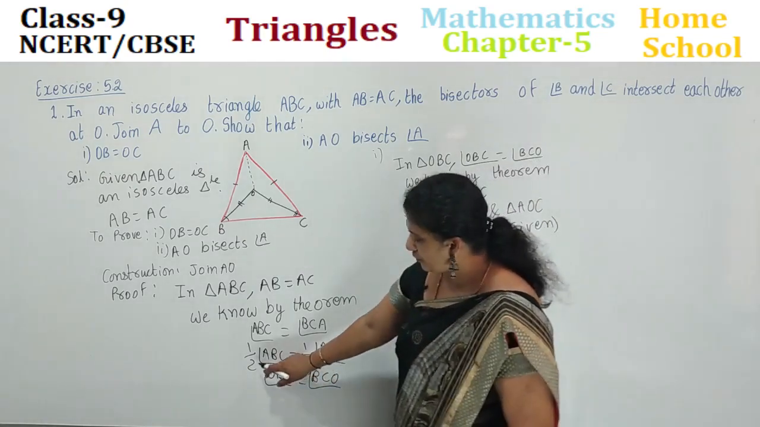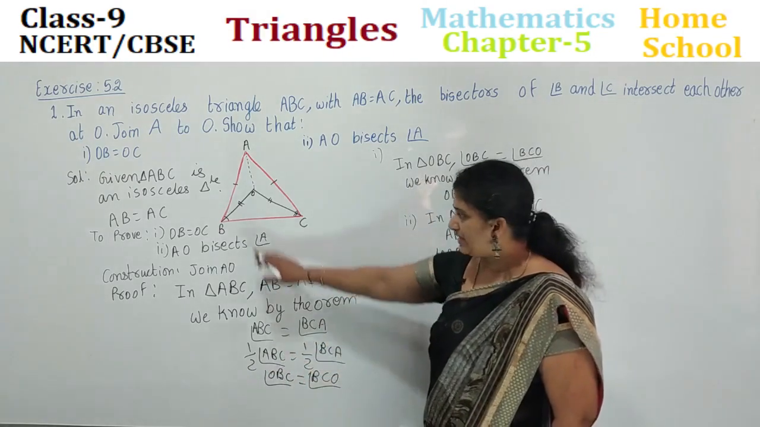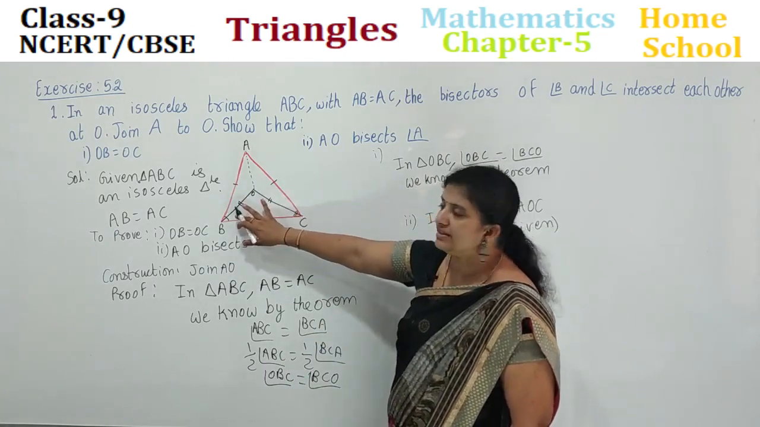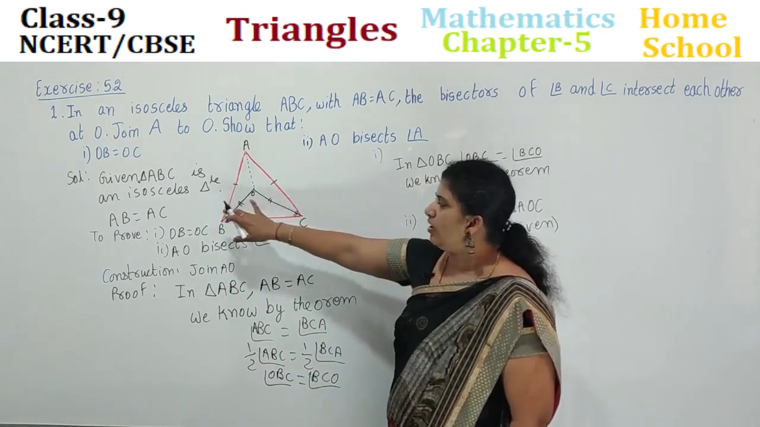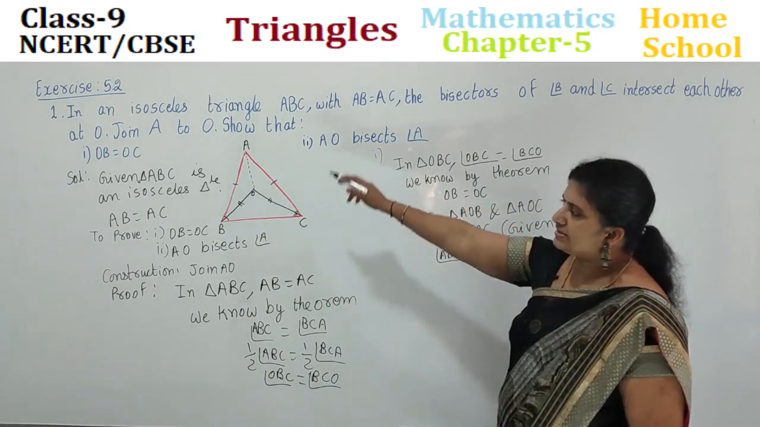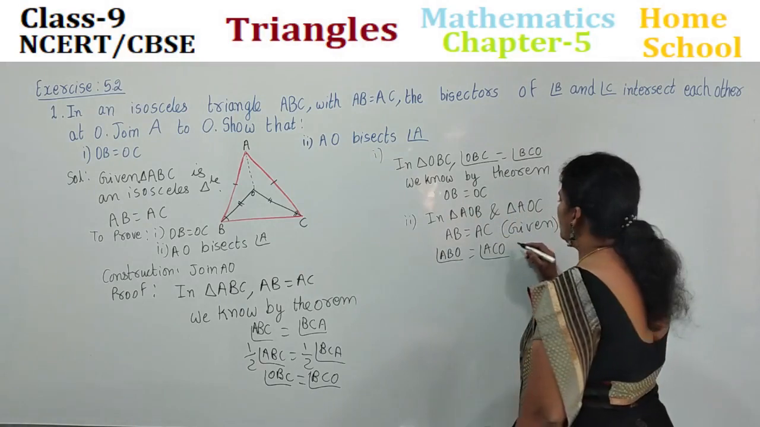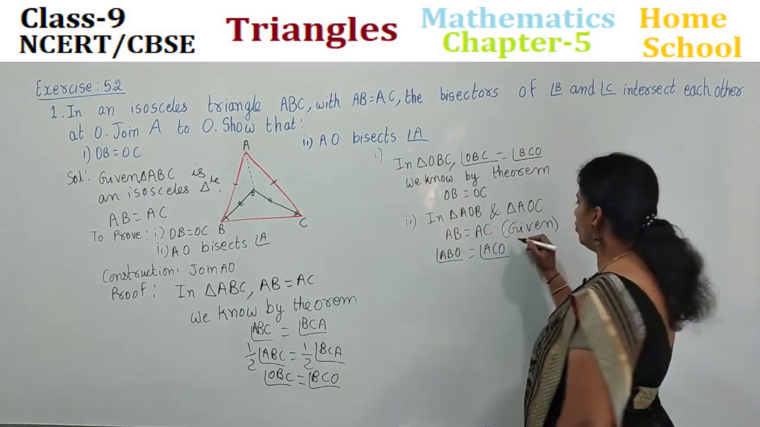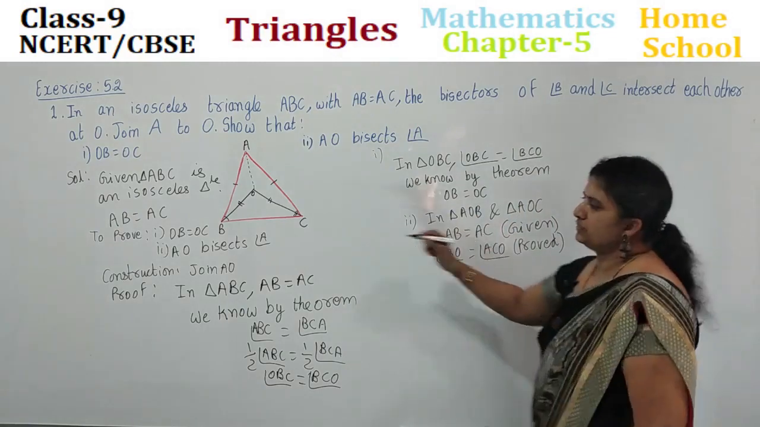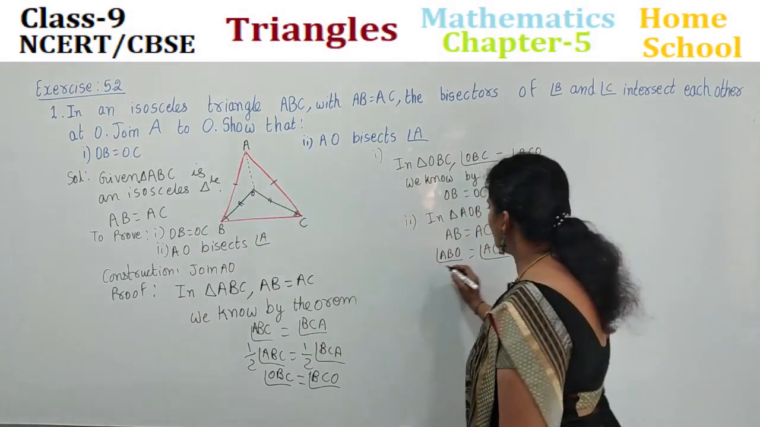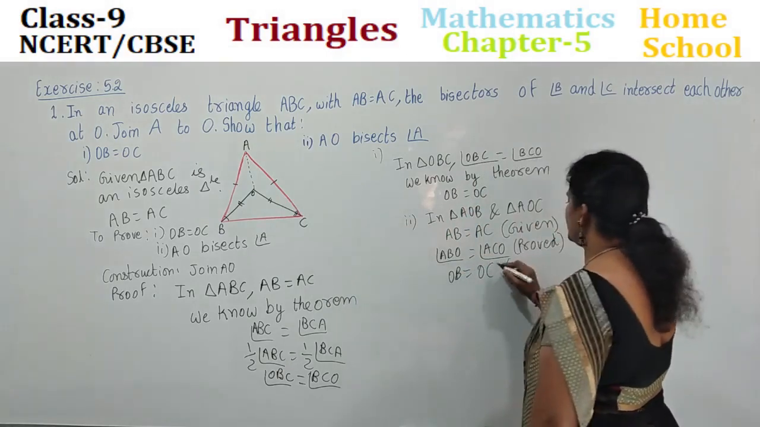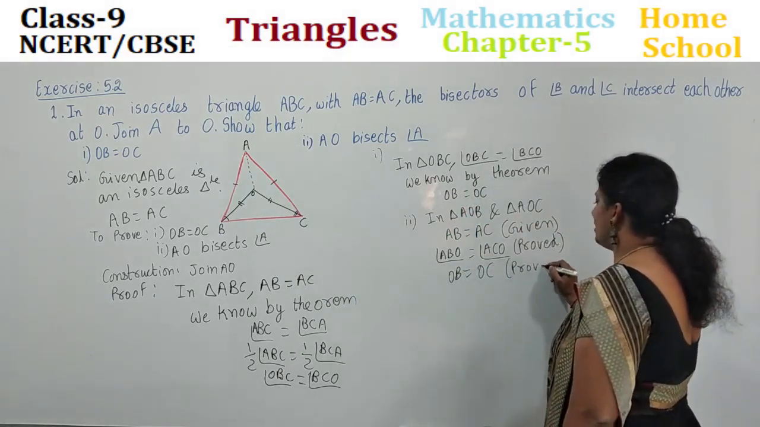How, children? Half of this. Angle ABC is equal to angle BCA. Half of this, I can say either this equal to this or this equal to this. Right? Now, I can say angle ABO is equal to angle ACO. Already it is proved above. Next one. OB equal to OC. This one also proved, children, above.